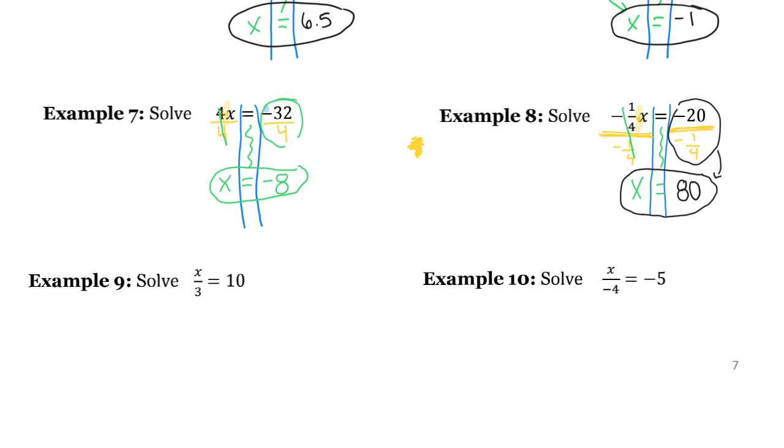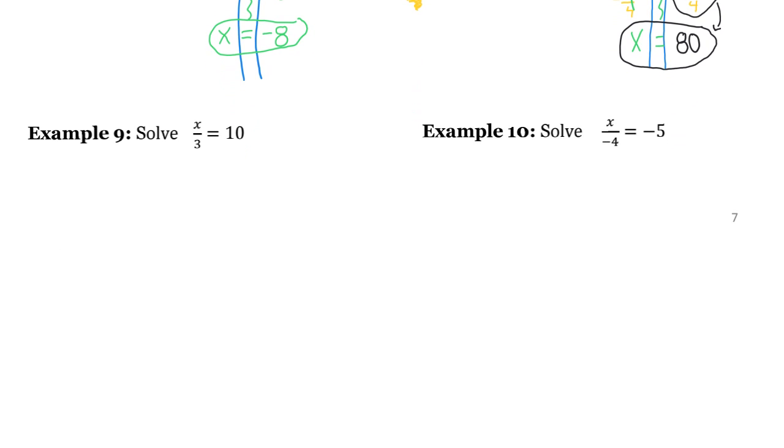Next one. Example 9. We start with drawing the river. And then we have division here. That fraction bar, remember, means division. What's the opposite of dividing? Multiplication. So we multiply both sides by what's in that denominator.